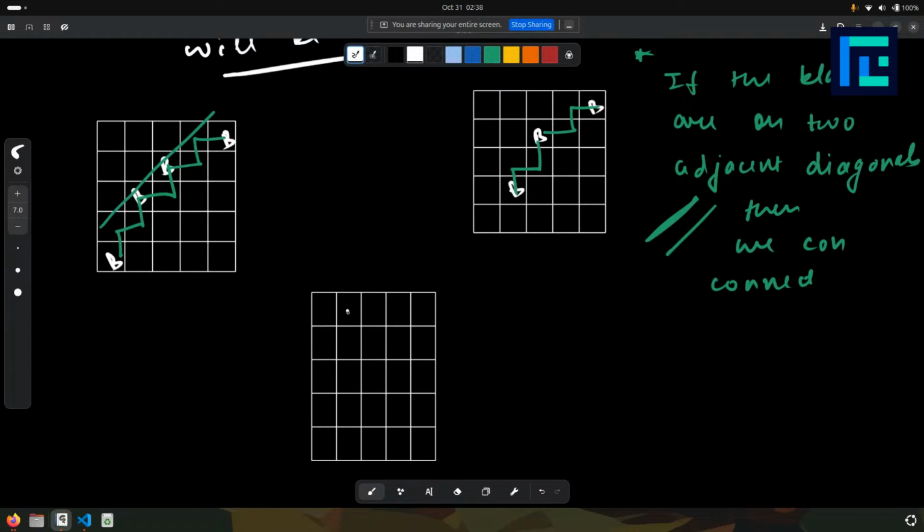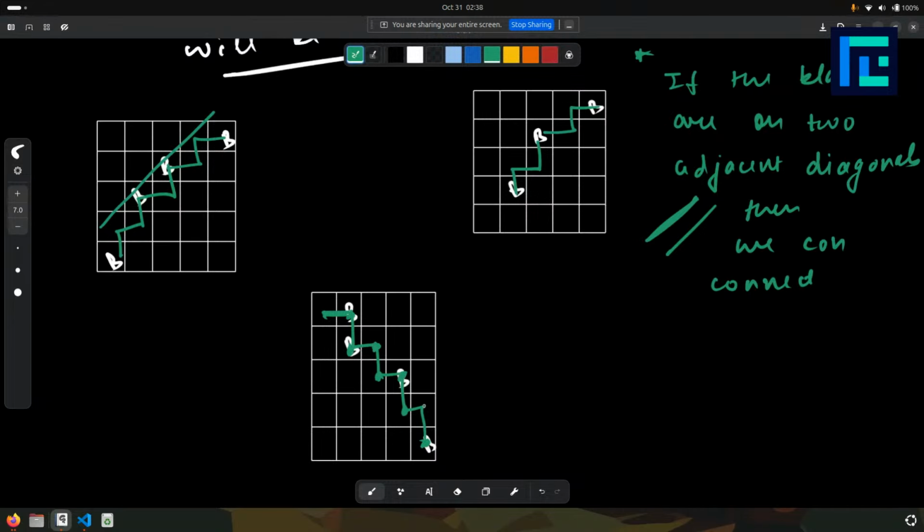So let's put one black here, one black here, and one black here, and one black here. So again, can we connect these? So yes, we can, and we can just follow this route. And you can see that all of the positions get connected if we follow this specific pattern.